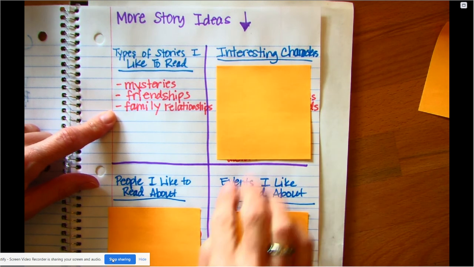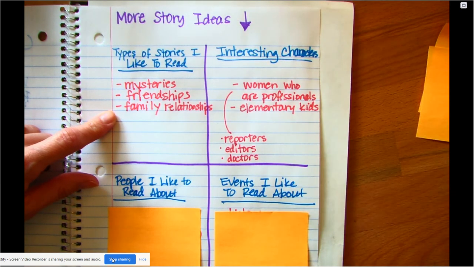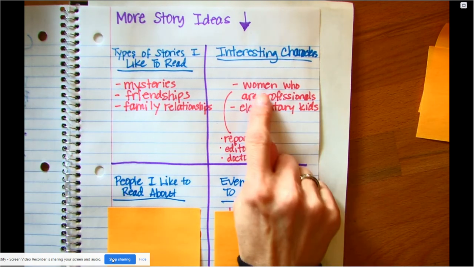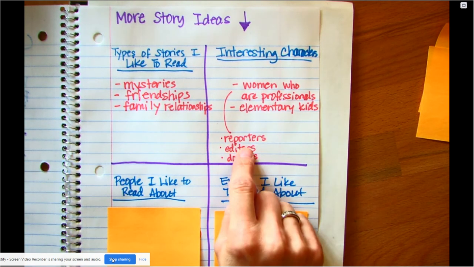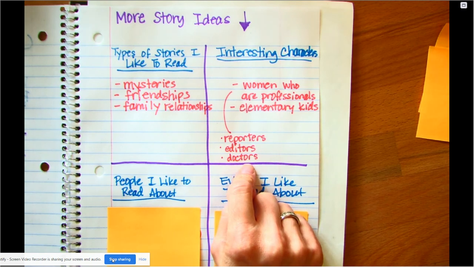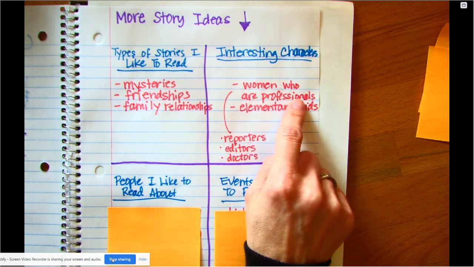Now, interesting characters to me. Obviously, kind of characters that are like myself, right, that you can relate with. I wrote down women who are professionals, okay? And then I kind of drew a little bit of an arrow. I love to read stories about like reporters or newspaper or magazine editors. I like medical stories when there's doctors and nurses in them. So that's what I meant by women who are professionals, right? People that work outside of the home and that are really focused on doing a very specific job.